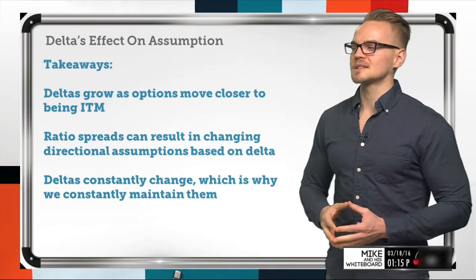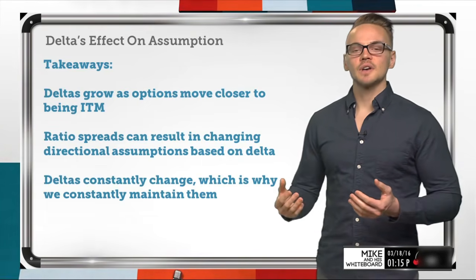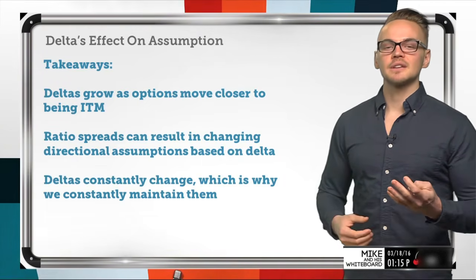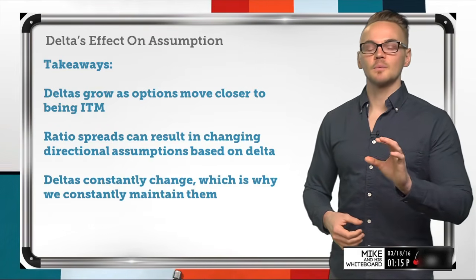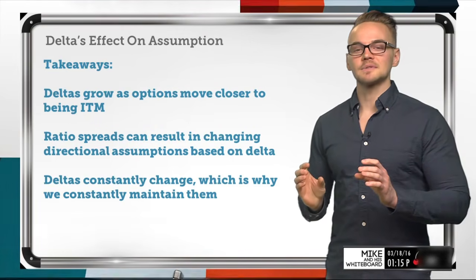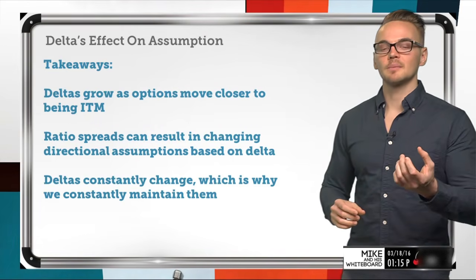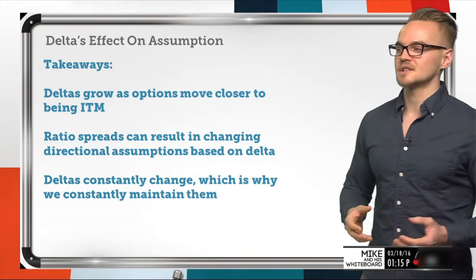Secondly, ratio spreads can result in changing directional assumptions based on delta. As you saw, if we're selling one option and buying two, if those options move in the money, the more options that I bought are going to outweigh the delta on the option that I sold because I have two of those that I bought and just one that I sold. So eventually it would become a bearish position.